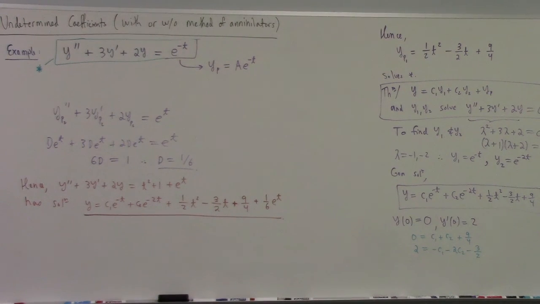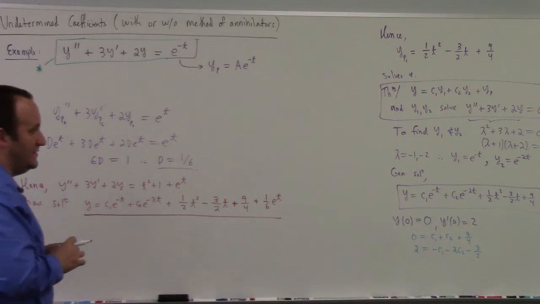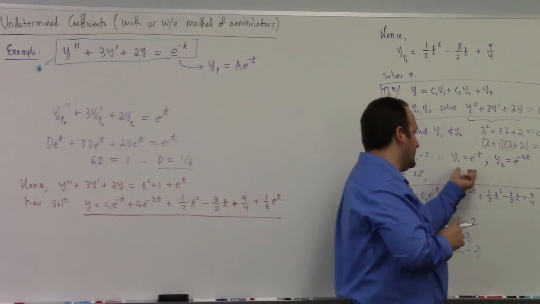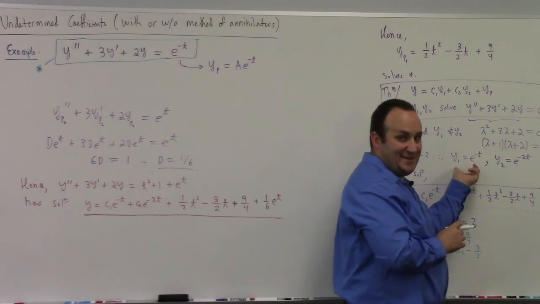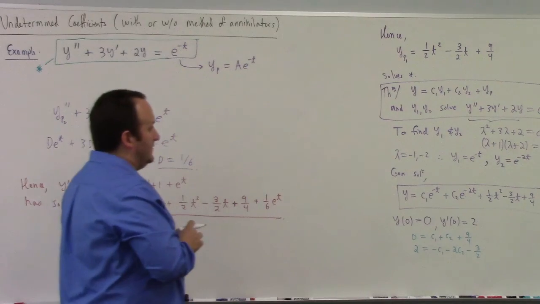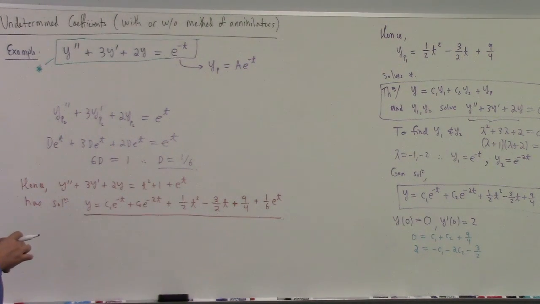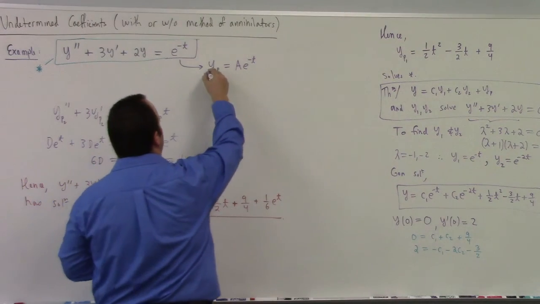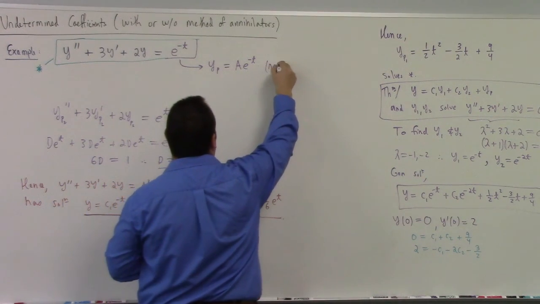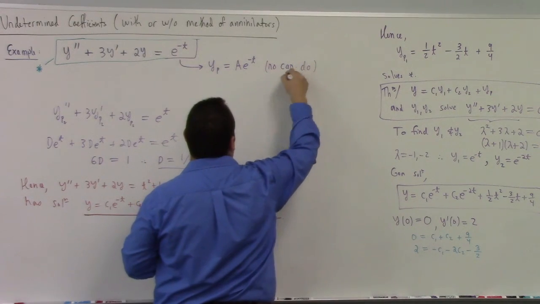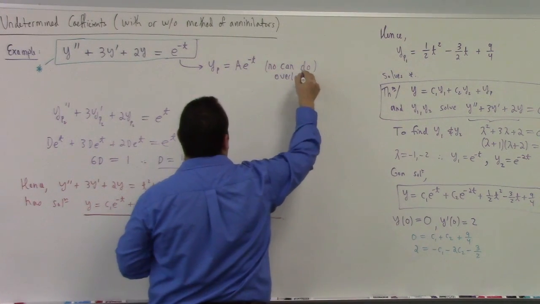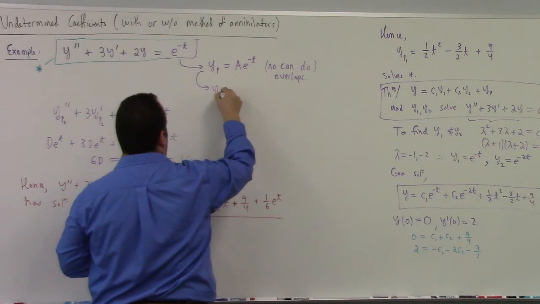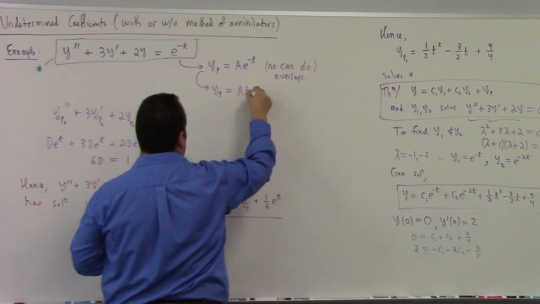But why won't that work? Because we know that what happens when you plug in e^(-t), it's one of the solutions to the corresponding homogeneous problem. It's just going to give you back 0, right? So the ad hoc method is just say, okay, so then I multiply by t. So, okay, no can do. It overlaps. So instead I try y_p = a t e^(-t).